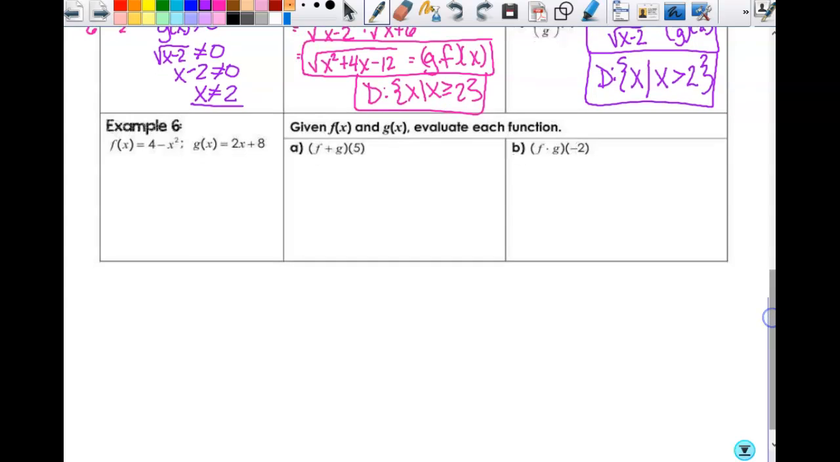All right. So now we're going to evaluate. We don't have to worry about domain or anything. This isn't f of x, it's f of 5. And so this is the same thing as f of 5 plus g of 5. So if you just substitute it in as you go, it works out nicely.